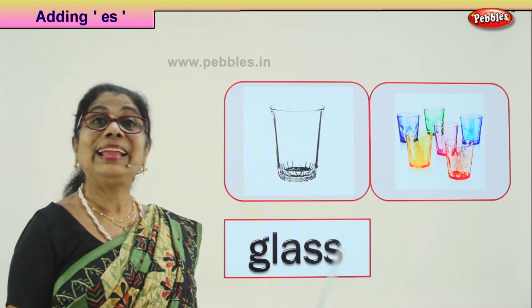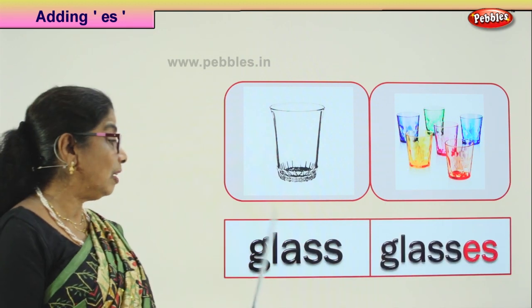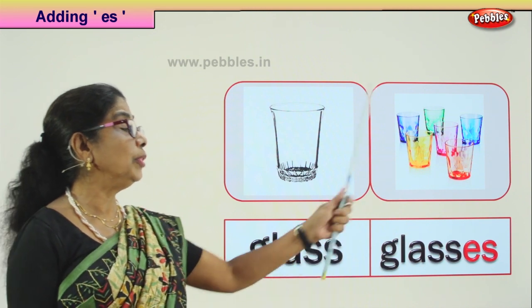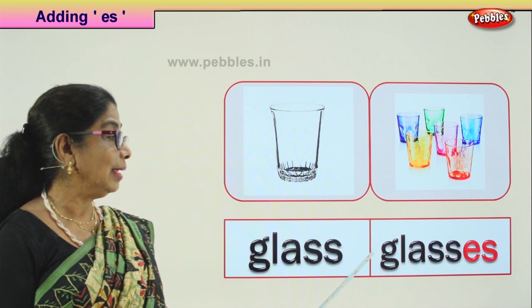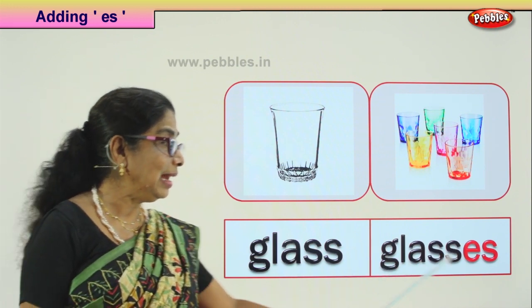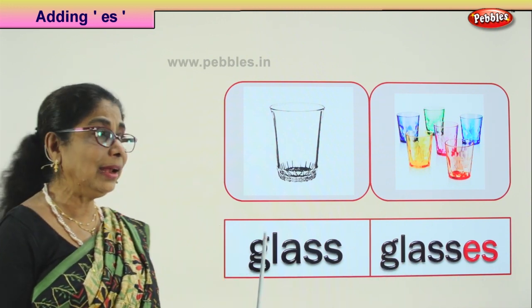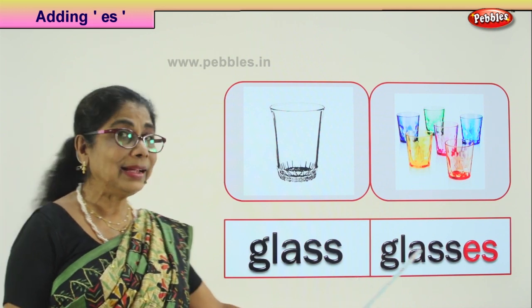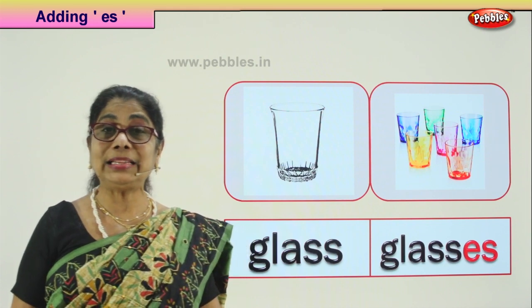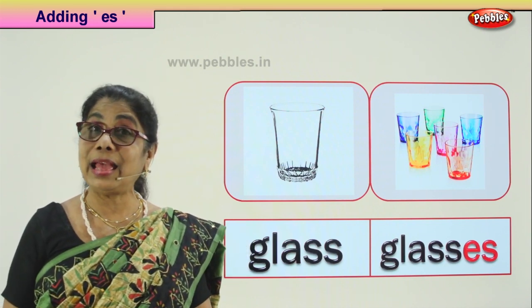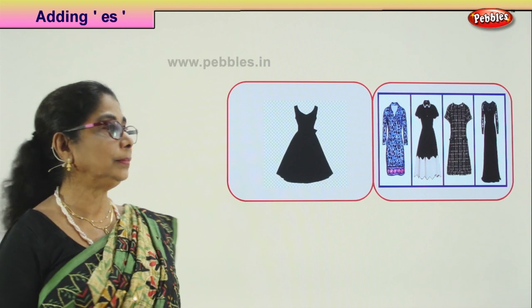1, 2, 3, 4, 5, 6 glasses. Singular noun, glass. To form the plural, we add es to the singular. Glass, glasses. One glass, 6 glasses. Good. Let's look at another picture.